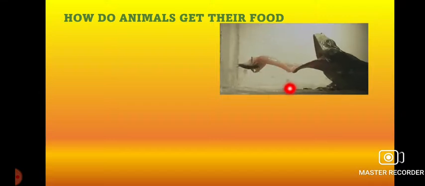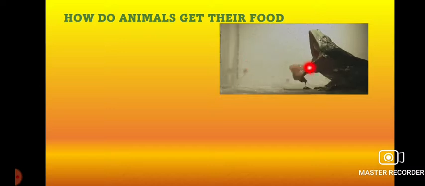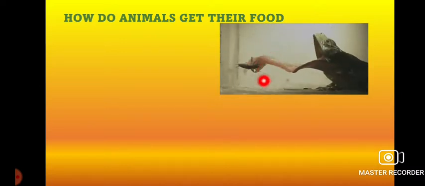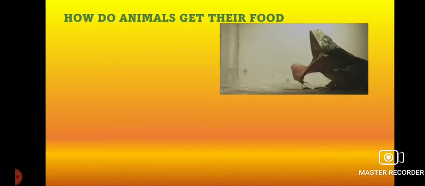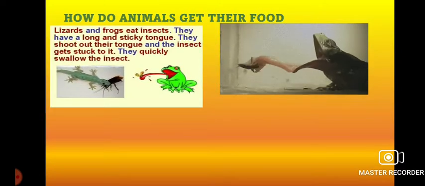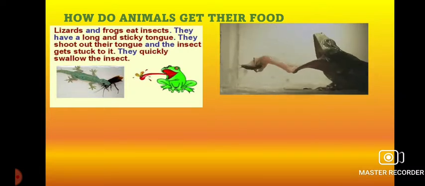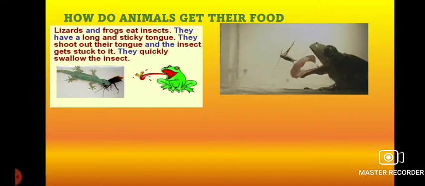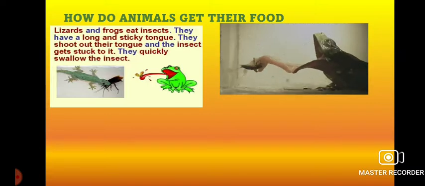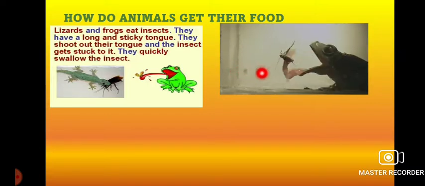When the insect sits on it, and then the frog takes the insect into the mouth. So this process it employs. By this manner we can say lizards and frogs eat insects. So what happens, they have a long and sticky tongue. Long means elongated, you can see in the picture, and also sticky.